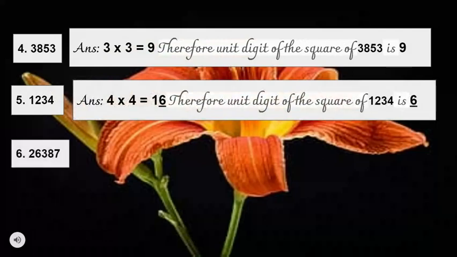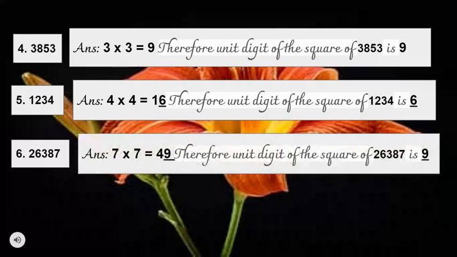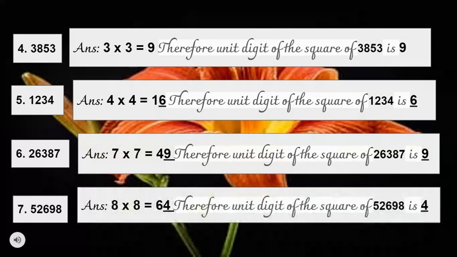Now, sixth number is 26,387. Here at unit place, 7 is there. The square of 7 is 49. So what is the answer? 7 into 7 is equal to 49. Therefore, unit digit of the square of 26,387 is 9. Now, seventh number is 52,698. So here at unit place 8 is there. So the square of 8 is 64. So the answer will be 8 into 8 is equal to 64. Therefore, unit digit of the square of 52,698 is 4. Clear?